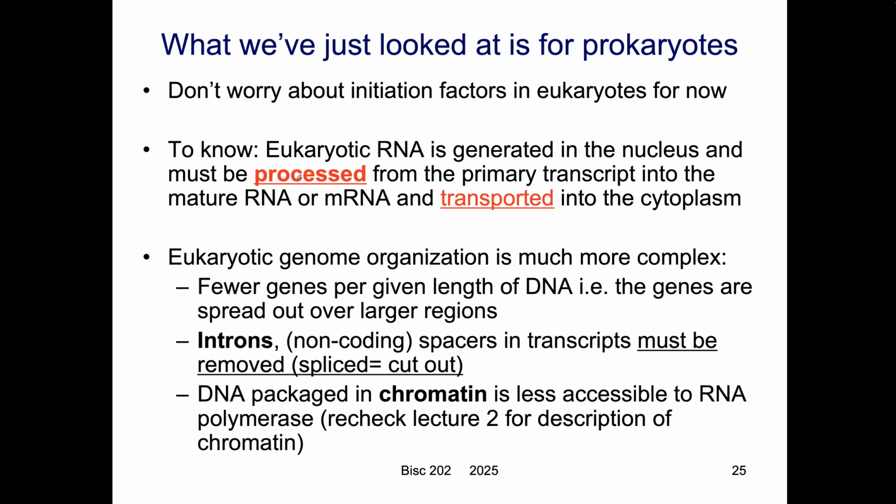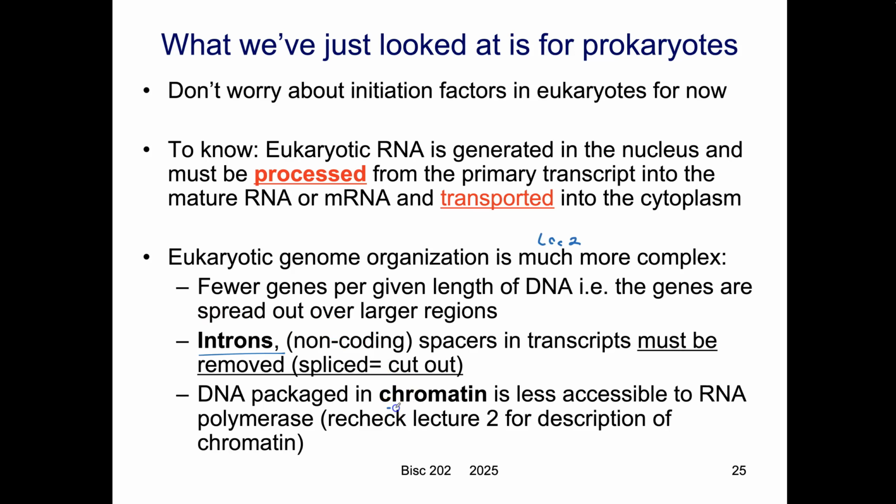There's 3 things you need to know about that happen to that before it gets transported to the outside of the nucleus. And the genome organization is more complex, and we looked at this in lecture 2. So the genes are larger. They're spread out over larger regions. They have introns, those non-coding spacers. They have the 5' and 3' UTRs that are sometimes longer. They have more complicated regulatory regions. Sometimes they have regulatory sequence that is 1,000 or more nucleotides away from the gene.